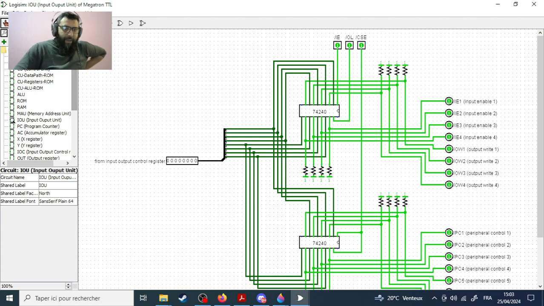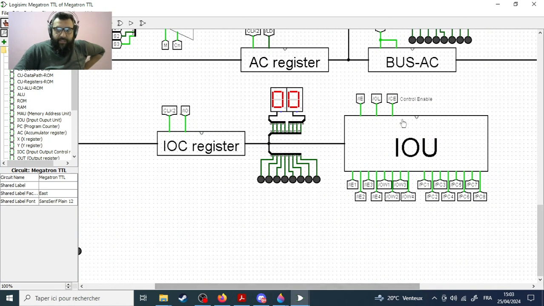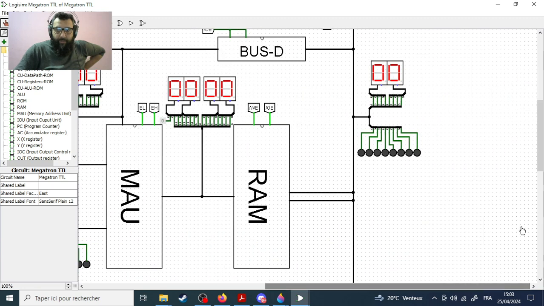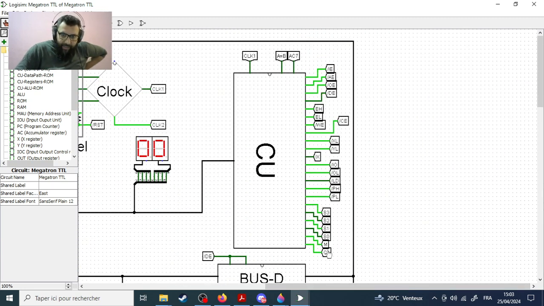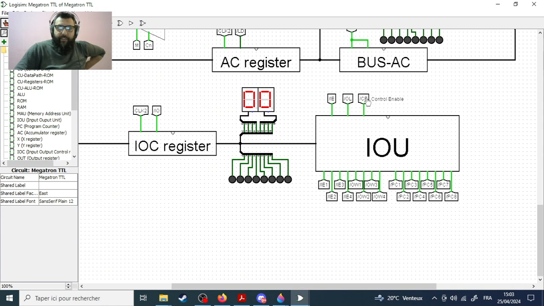You have to remember that. Let's say it again. We have this one, control signal enable. These are the command signals coming from here, this one. It's used to control the input output. If it's put to one, it will output the command signals.